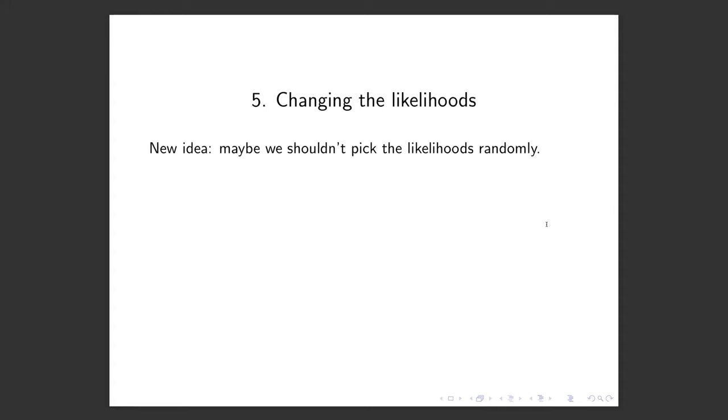Okay, now let's talk about some other ideas. What I've been telling you about so far is Strohmer-Vershynin's approach. You weigh the hyperplanes, you pick them with a likelihood that's proportional to their norm, the norm of the row of the matrix. But maybe you shouldn't pick the likelihoods randomly, right?